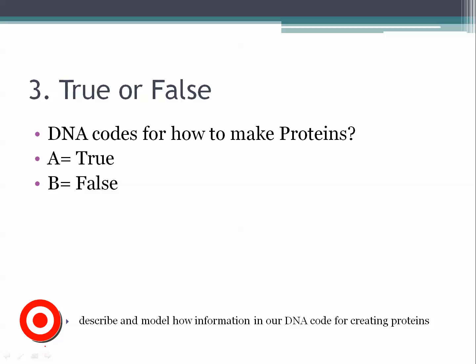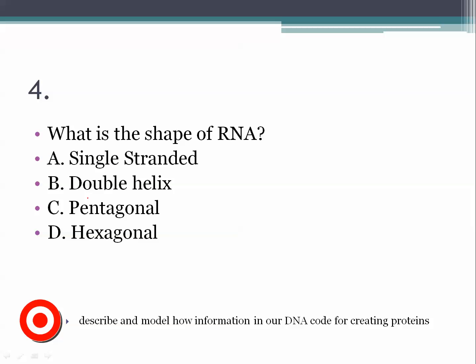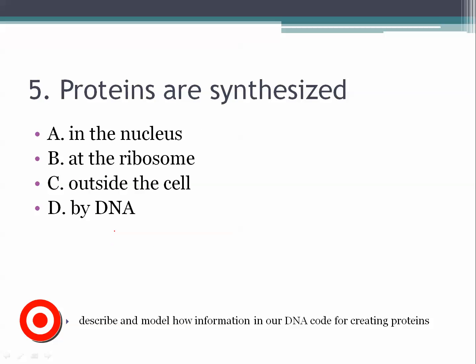True or false? DNA codes for how to make a protein. This is a huge idea. You better know that it is true. What is the shape of RNA? It's not a double helix. It's not a pentagon or hexagon, single-stranded. Proteins are synthesized in the nucleus, at the ribosome, outside the cell, by DNA. DNA does have the code, but that's not what makes it. They are made at the ribosome.